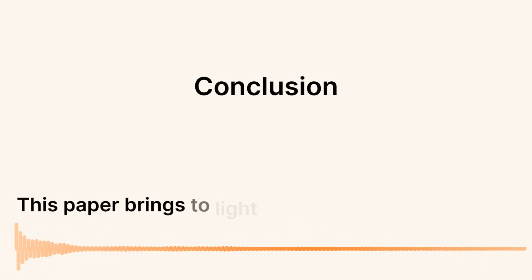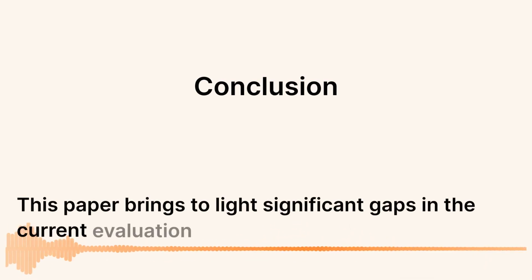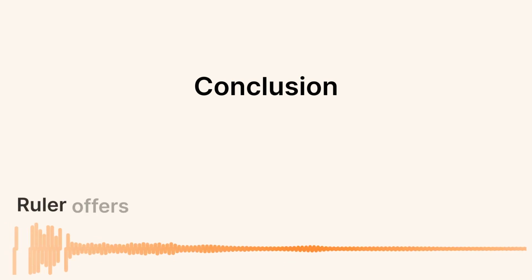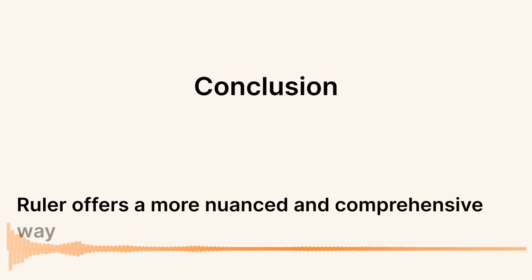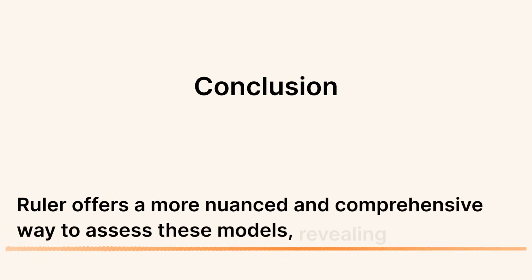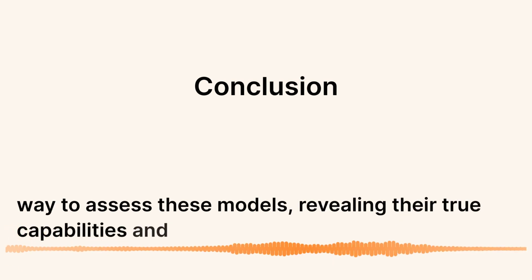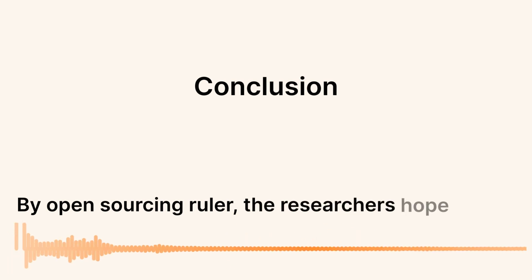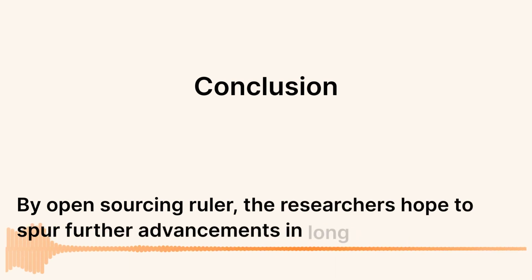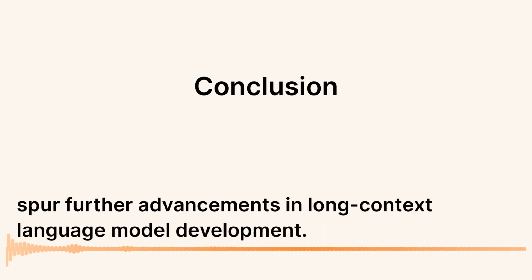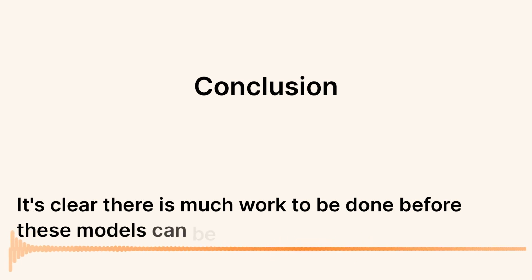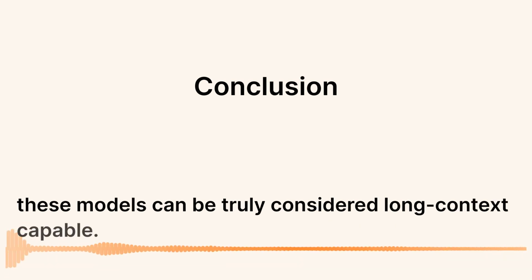This paper brings to light significant gaps in the current evaluation methods for long context language models. Ruler offers a more nuanced and comprehensive way to assess these models, revealing their true capabilities and limitations. By open-sourcing Ruler, the researchers hope to spur further advancements in long context language model development. It's clear there is much work to be done before these models can be truly considered long context capable.